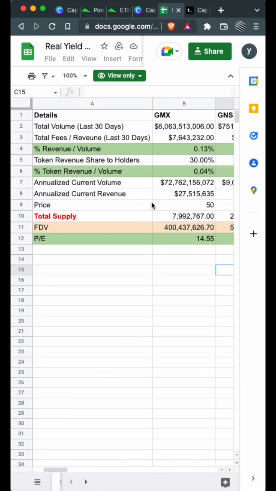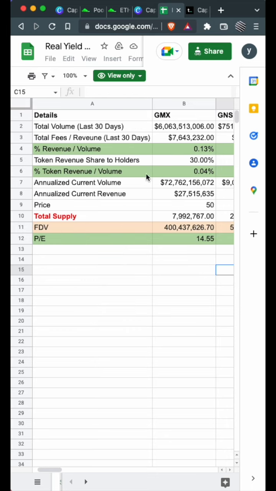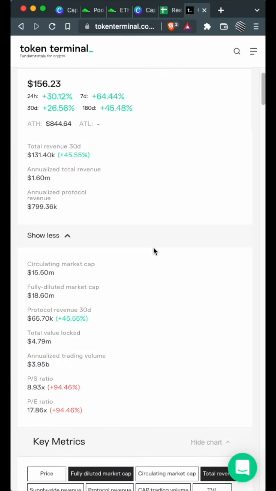Before I end, I want to share the numbers that I ran. GMX has a P/E of roughly around 14.5, and for CAP, based on the current numbers, they have a P/E of around 9.87. This is because I take into consideration the total revenue shared to holders. If you want to run your own numbers, you can go to Token Terminal and get your reference.